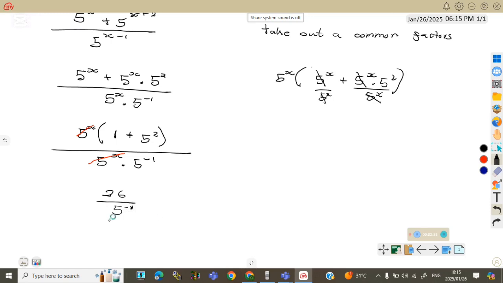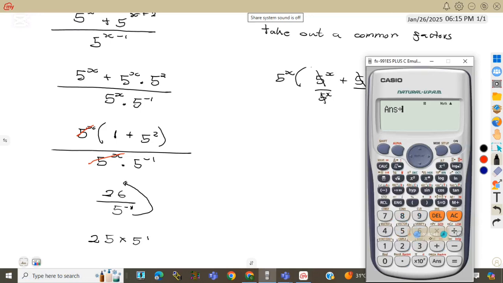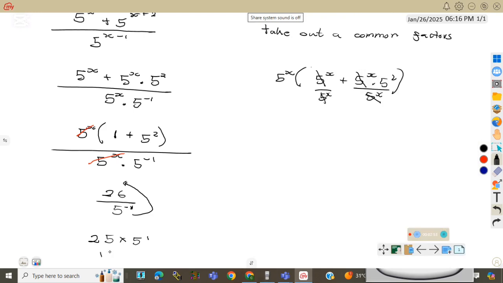So since this is negative, I can't leave it like this as a negative. I need to take this negative and bring it at the top so that it has a positive exponent. So this one will be the same as 26 times 5 to the power of 1. So when I multiply 26 times 5, what do I get? 130. So this one is the same as 130. So that's the answer there.